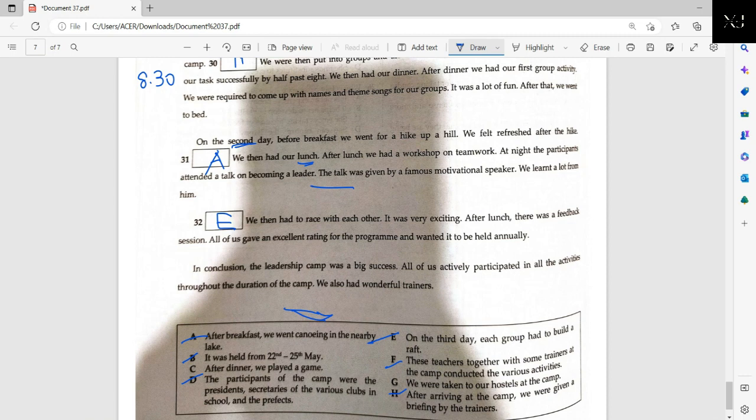All of us actively participated in all the activities throughout the duration of the camp. We also had wonderful trainers. Okay, so for the conclusion, they just talk about the emotions and what they gain, or basically a short summary. That is also acceptable when you're writing a conclusion for any essays and whatnot. Okay, so that is the end of part 4.